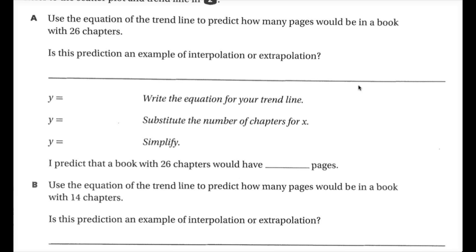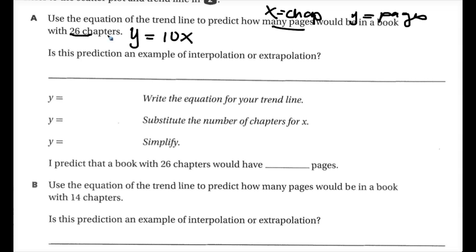So use the equation of the trend line. I guess we're using the equation now. Sorry about that. So if my equation was y equals 10x, where x is the chapters, y equals pages. So with 26 chapters, I would have y equals 10 times 26, so 260. So it should be about 260 pages.